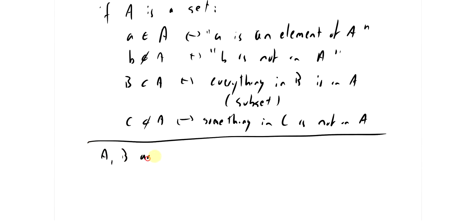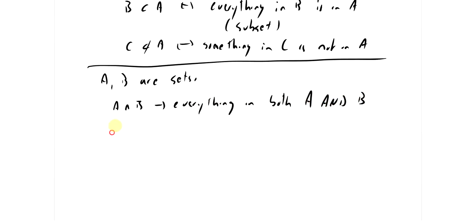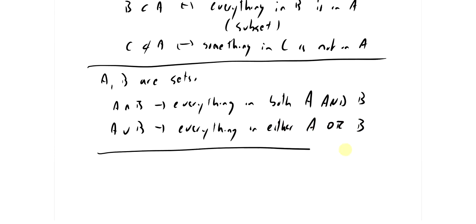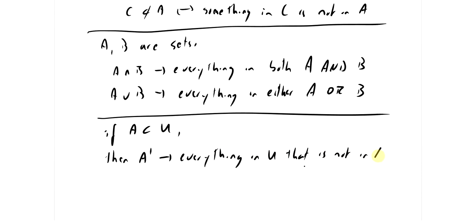If A and B are sets, then A intersection B is everything in both A and B. A union B is everything in either A or B. And then finally, if A is a subset of U, and U usually stands for something called the universal set, then A prime is everything in U that is not in A. And then finally, the empty set, we have a symbol for the set that doesn't actually have anything.